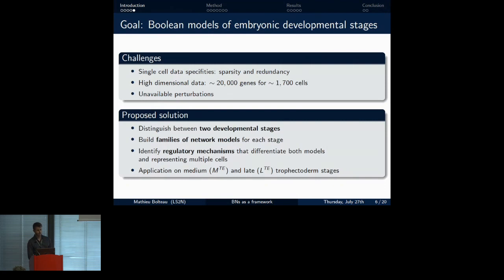That's why we propose this type of solution, which allows us to distinguish between two developmental stages and build some families of network models for each stage. Our method allows us to identify some regulatory mechanisms that differentiate both models and represent multiple cells. And for the moment, we apply our method on the medium and late trophectoderm developmental stages.